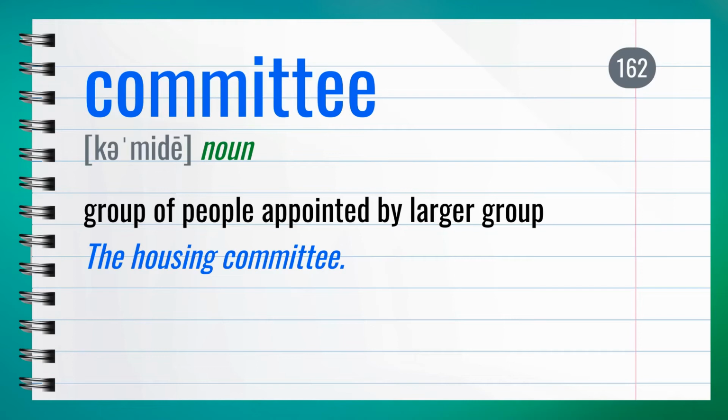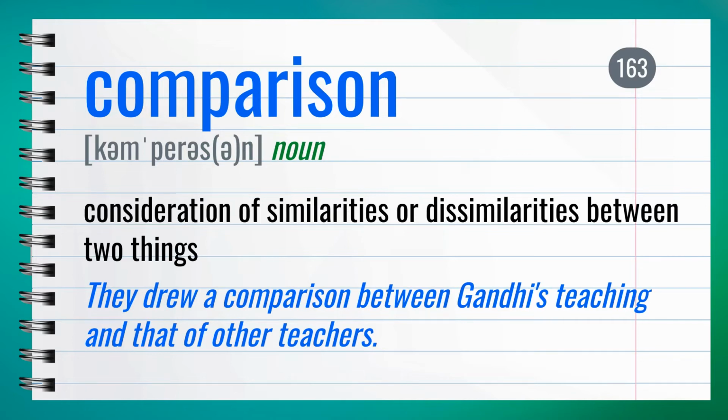Committee. Committee means group of people appointed by larger group. For example, the housing committee. Comparison. Comparison means consideration of similarities or dissimilarities between two things. For example, they drew a comparison between Gandhi's teaching and that of other teachers.